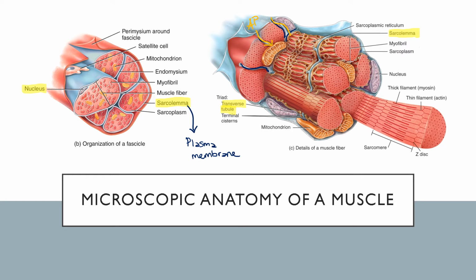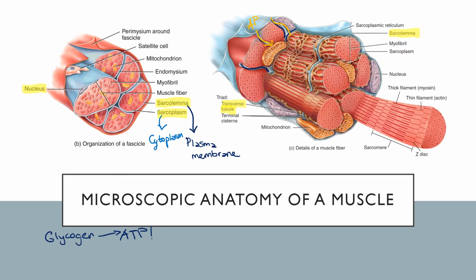Now within the sarcolemma is the sarcoplasm. Sarcoplasm, again, is just another special name given to muscle fiber cells, but this is just the cytoplasm of a muscle fiber. Sarcoplasm includes a substantial amount of glycogen, which is a large molecule composed of many glucose molecules, and glycogen can be used for the synthesis of ATP. So glycogen can be used to make ATP.